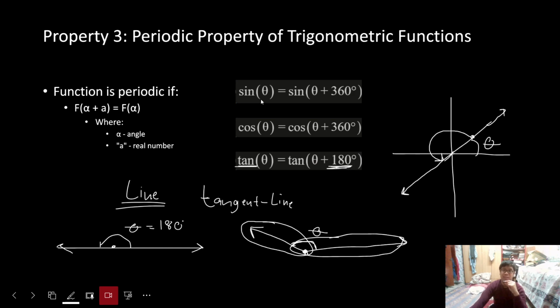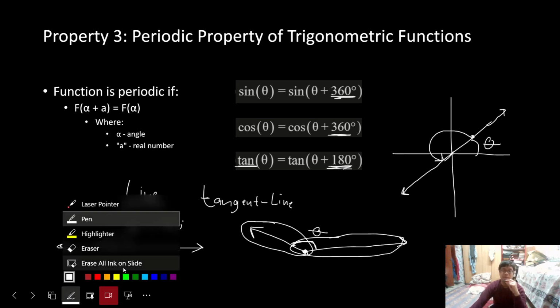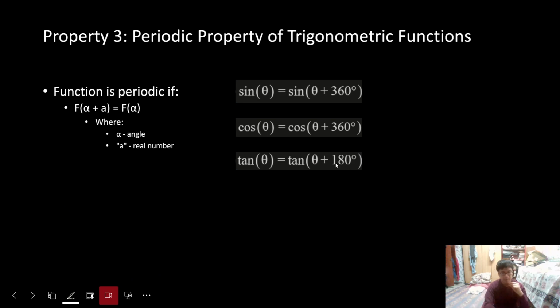In the topic of graphing of trigonometric functions, we're going to explain why 360 degrees is the period for sine and for cosine, and 180 degrees is for tangent. But for now, at least you know the idea of period in these trigonometric functions. So these are basically the explanations.